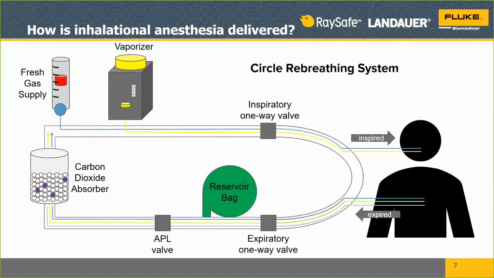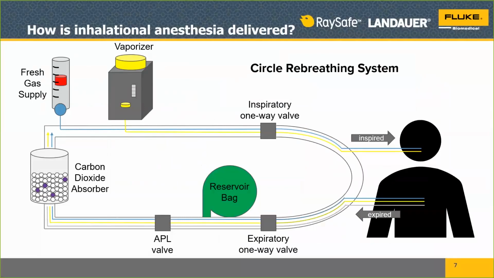So the first concept we want to go over is the circle rebreathing system. And this is basically the system in which an anesthesia machine works. So if we start at the top left with the fresh gas supply, this is where you're going to turn your carrier gas on. This is where, in this case, it's blue, so we're sending oxygen through this system. And this is what's going to keep the patient breathing, right? Breathing something that's useful to them. So that's the first input to the system.